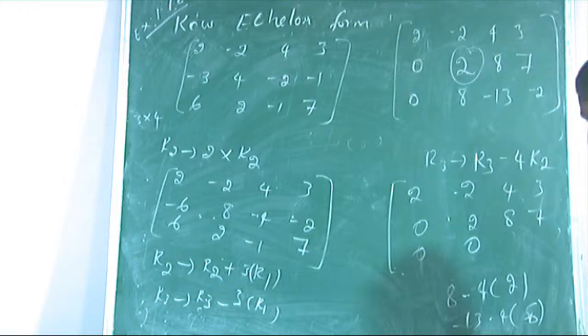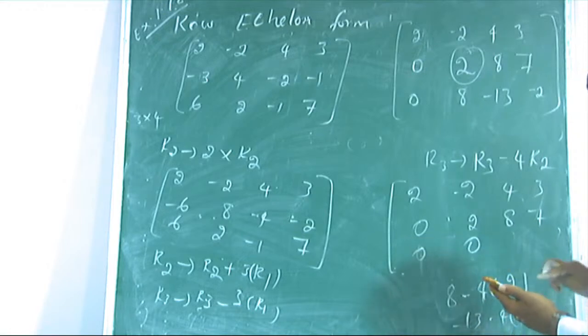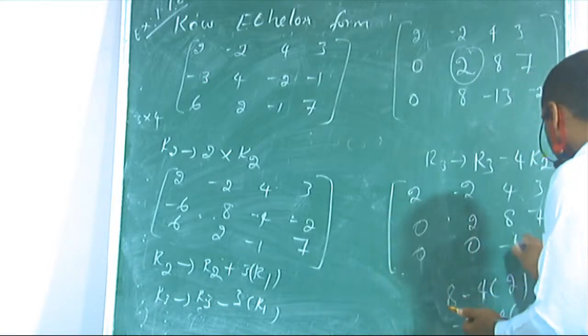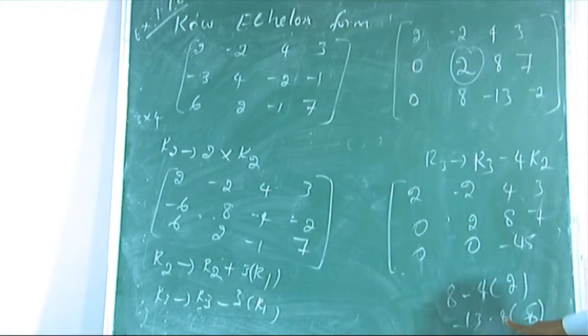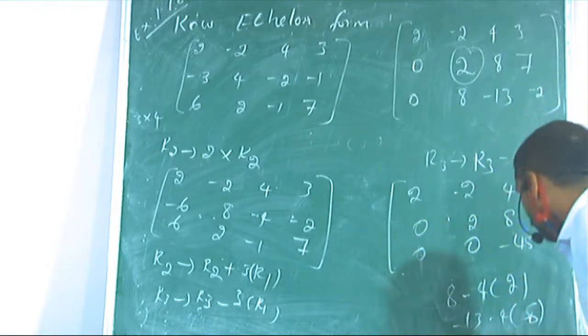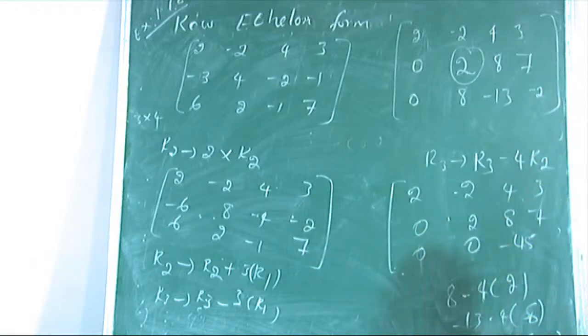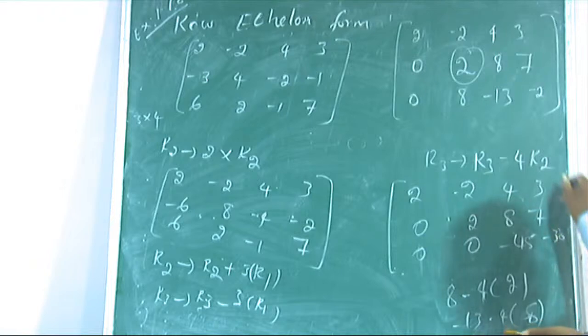8 is there, isn't it? So 8 into 4 means 32. Minus 13 minus 32. So definitely 45, isn't it? There is actually minus 45 will come, isn't it? So check it my dear friends. 8 into 4, 32. Minus 13 minus 32, minus 45. The last term actually minus 2 minus 4 into 7. So minus 4 into 7, minus 4 7s are 28. So minus 28 minus 2. Answer will be minus 30.